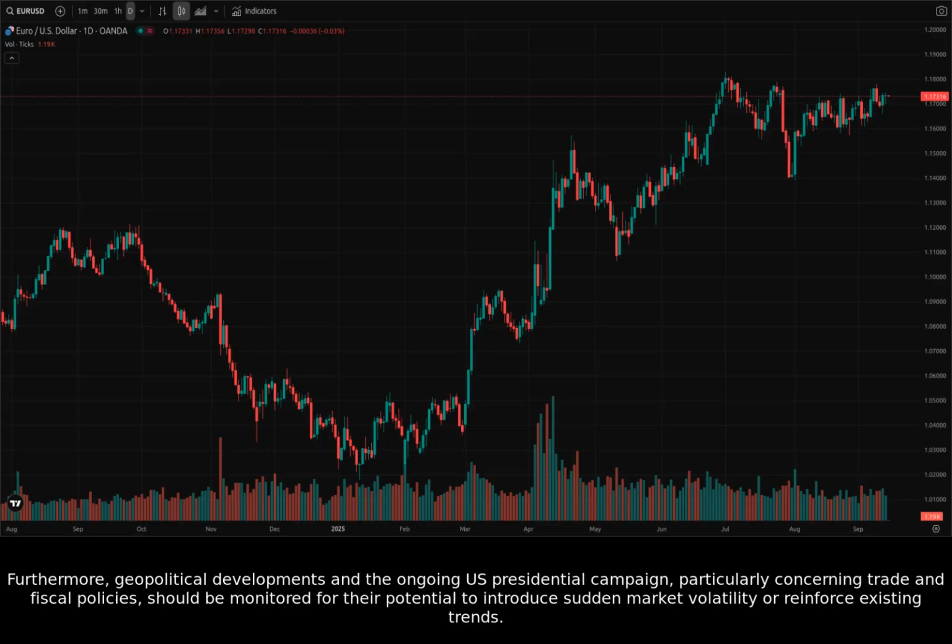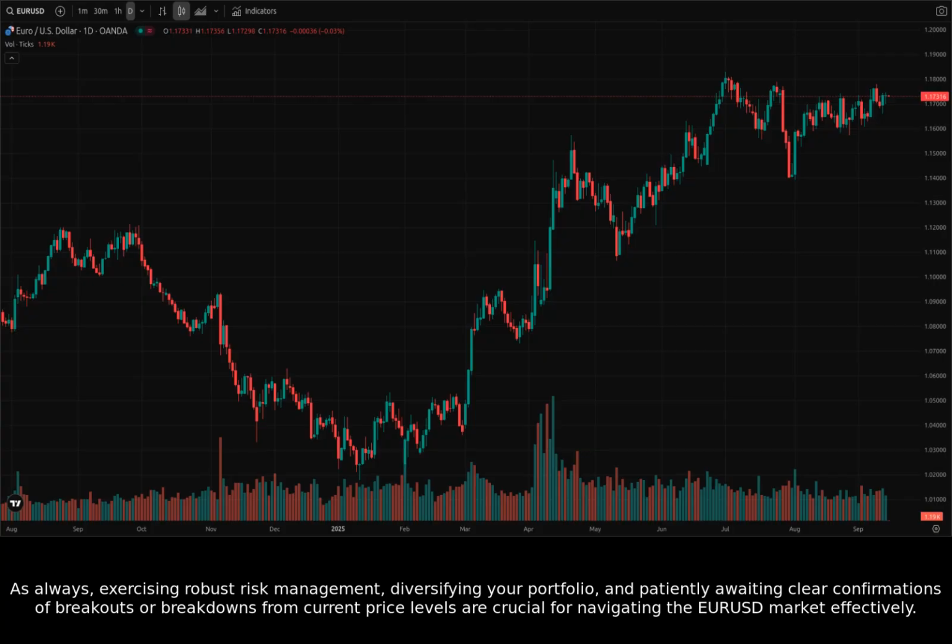Furthermore, geopolitical developments and the ongoing U.S. presidential campaign, particularly concerning trade and fiscal policies, should be monitored for their potential to introduce sudden market volatility or reinforce existing trends. As always, exercising robust risk management, diversifying your portfolio, and patiently awaiting clear confirmations of breakouts or breakdowns from current price levels are crucial for navigating the EURUSD market effectively.